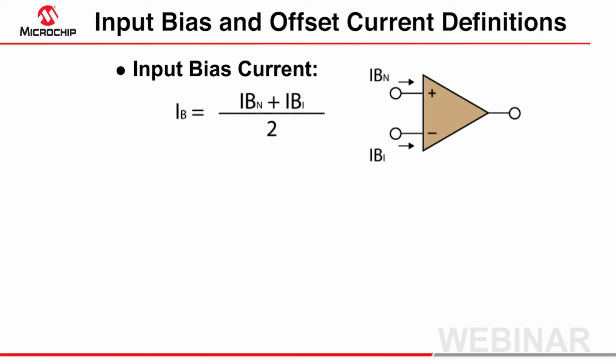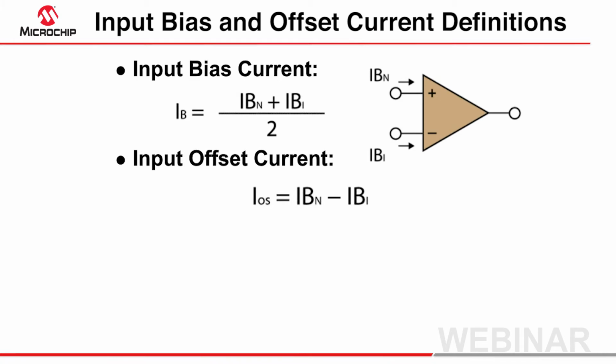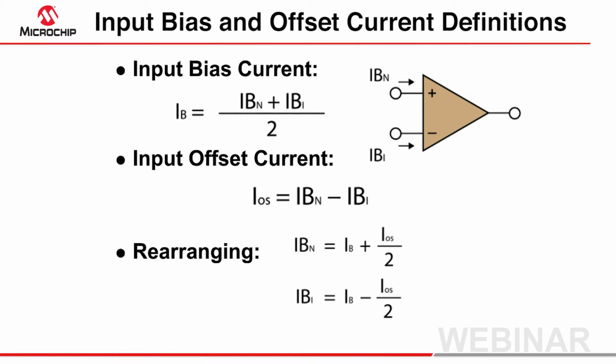Let's take a moment to address the actual definitions of these two specifications. Input bias current is defined as the average of the currents into the two input terminals of an amplifier. Input offset current is defined as the difference between the currents into the two input terminals of the amplifier. Now let's rearrange these two equations in terms of the actual currents at the op-amp inputs.